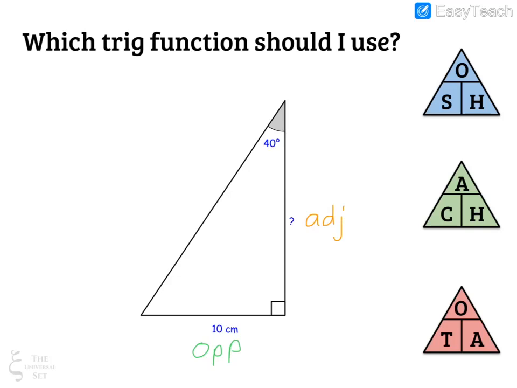So those are the two sides involved, the opposite and the adjacent. So am I using sine? Well, no, I'm not going to be using sine because that needs the opposite and the hypotenuse, and the hypotenuse isn't involved in this problem. I don't know it, and I'm not trying to find it.